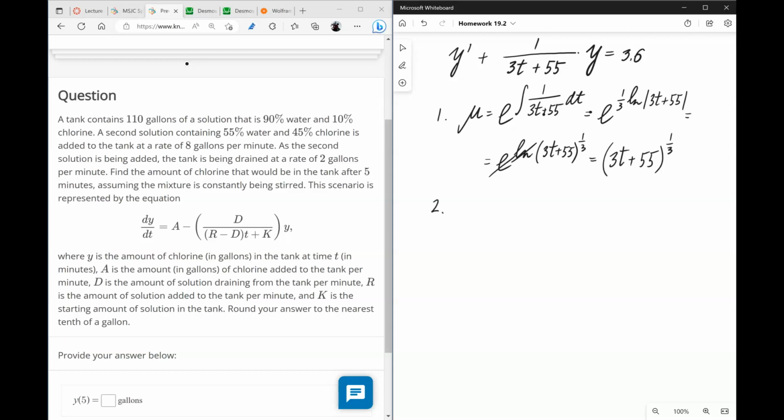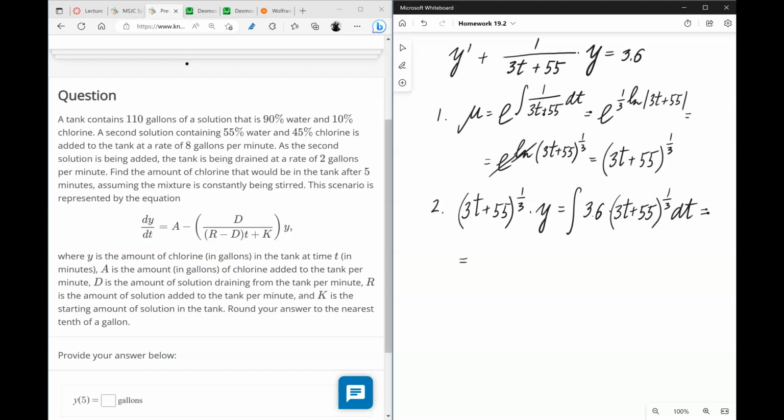And now, after we multiply both sides by the integrating factor and simplify, the left-hand side will be the integrating factor times the function, and the right-hand side will be the integral of the original right-hand side times the integrating factor, and we now have to integrate that.